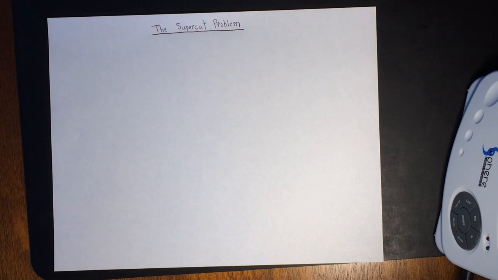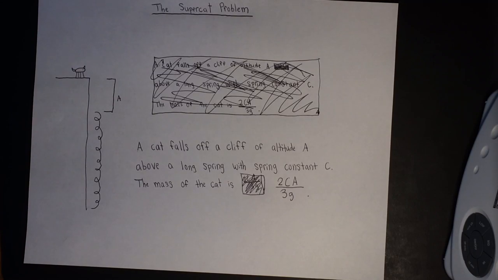It's based on a lot of the free response questions on the AP test, which often have multiple parts, and to get the answer to a part, you have to use your answers from the previous parts. So this is the prompt. It has a little diagram here and some words. It says, a cat falls off a cliff of altitude A above a long spring with spring constant C.